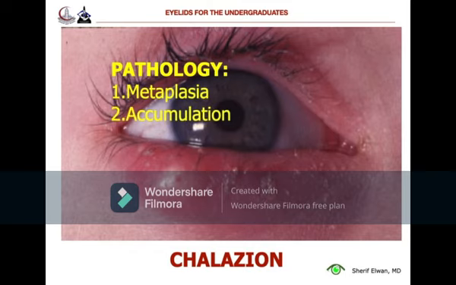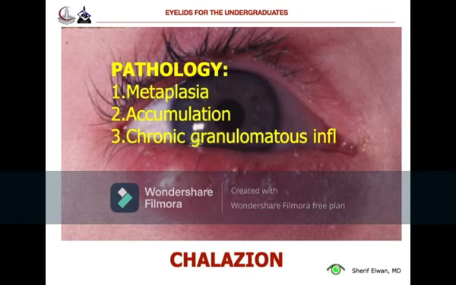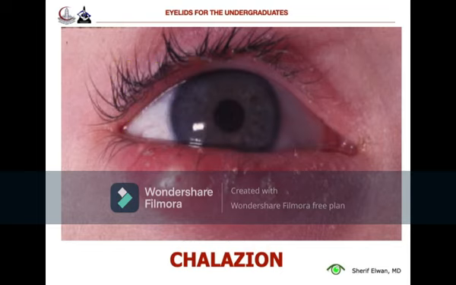This leads to accumulation of the secretions of the meibomian glands inside the glands, leading to a sort of an irritation to the glands, resulting in a chronic granulomatous inflammation, which gives this mass its appearance. Once it is infected secondarily, it may become like an abscess.